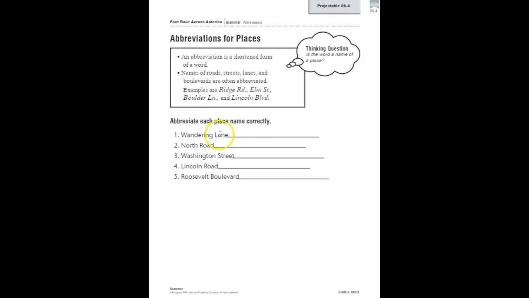So wandering lane becomes wandering, capital L, N, period. North Road becomes North, capital R, D, period. Pause the video and do the other three, and then come back when you're done. Did you get them right? They're not very hard. Abbreviations are not hard at all.